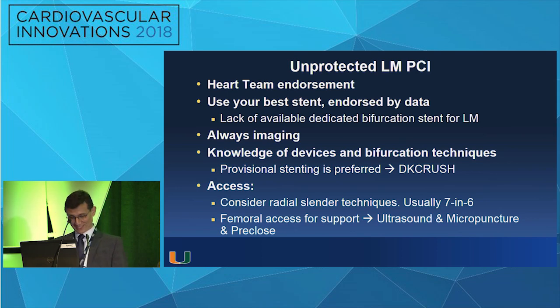Yeah, that's right. So anyway, as a conclusion, you always want the heart team endorsement. You need your surgeon on your side. Use your best stent endorsed by data. There's a lack of an available, as we discussed in this session, dedicated bifurcation stent for the left main. You need to know the devices and the bifurcation techniques. DK crush seems to be the preferred strategy. Always image, and always practice the best access and the safest access.